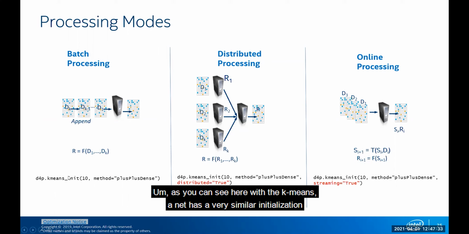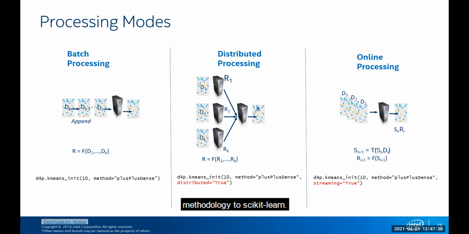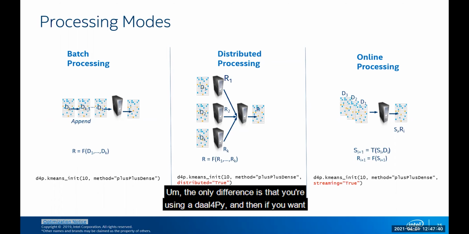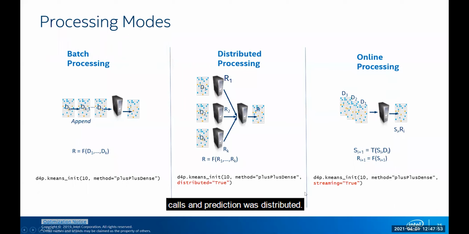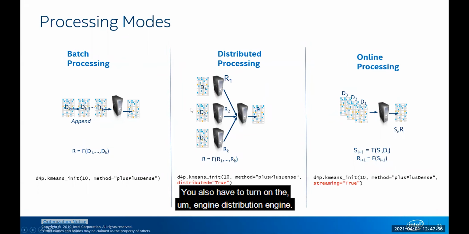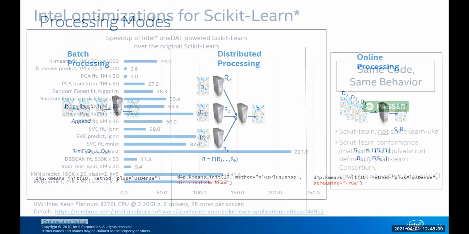As you can see here with the k-means init, it has a very similar initialization methodology to scikit-learn. The only difference is that you're using daal4py. And then if you wanted to use distributed processing or online processing, if your data is in chunks, all you have to do is turn on a flag in initiating these function calls and predictions. With distributed, you also have to turn on the distribution engine. So it's just 2 extra lines to turn on and off the engine. But that's all the processing modes that are available with daal4py.